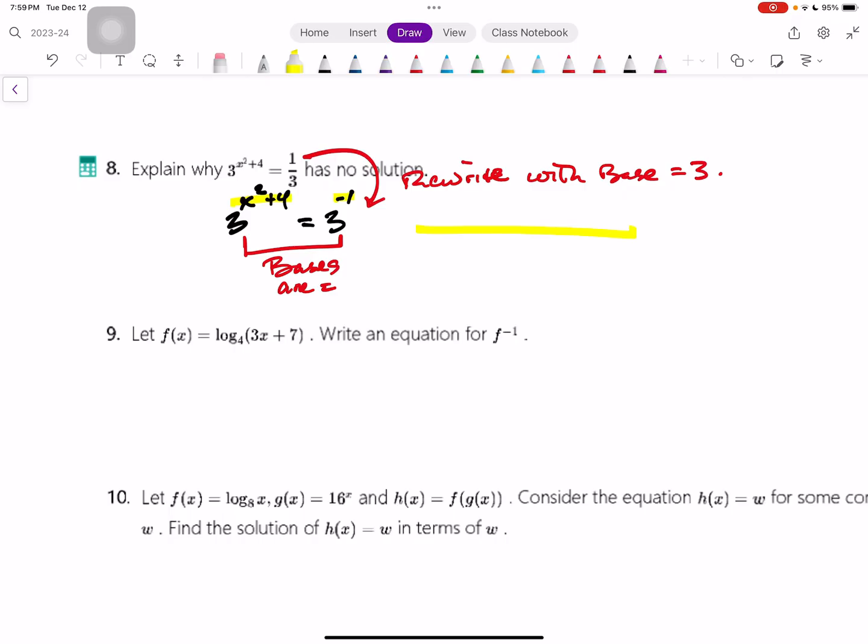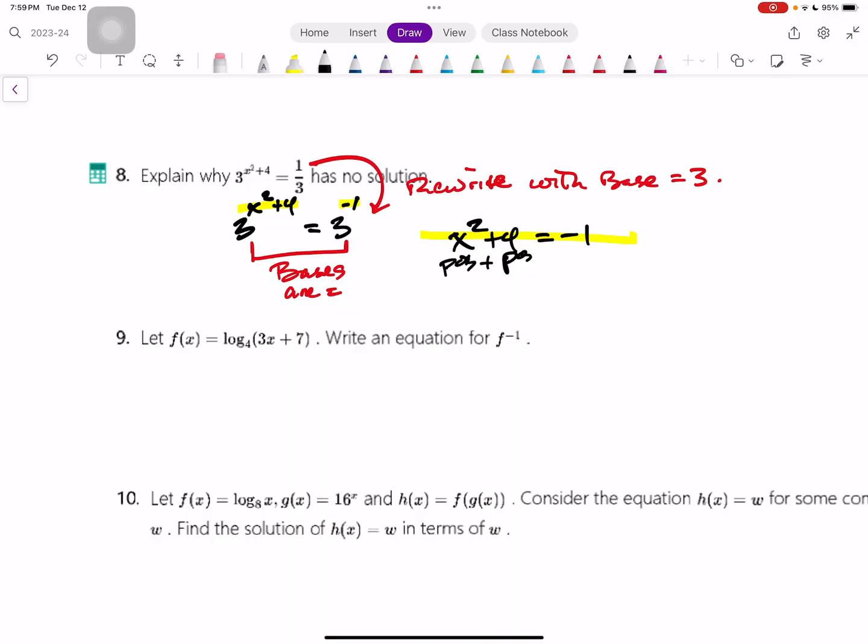Okay? So what does that mean? It means that x squared plus 4 is equal to negative 1. And how can that happen? All right? X squared is positive. 4 is positive. Positive plus a positive, guess what? That's positive, and that can't be equal to a negative. All right, so there's no solution here.